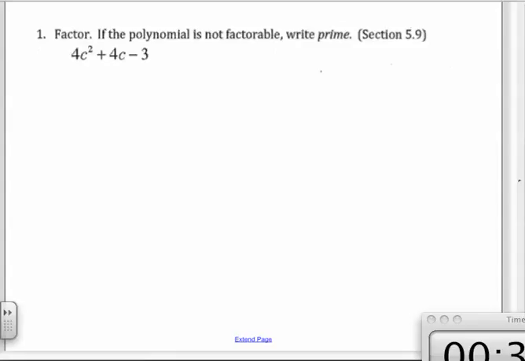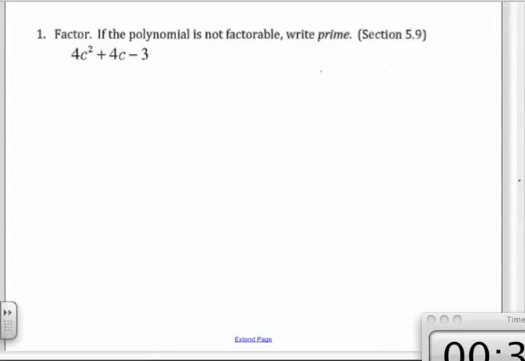Okay, guys, let's look at this first one. It says factor. If the polynomial is not factorable, write prime. Now remember, the very first thing I want to ask myself is, is there anything I can take out? And there's nothing that goes into all of these terms. So there's nothing that I can take out.